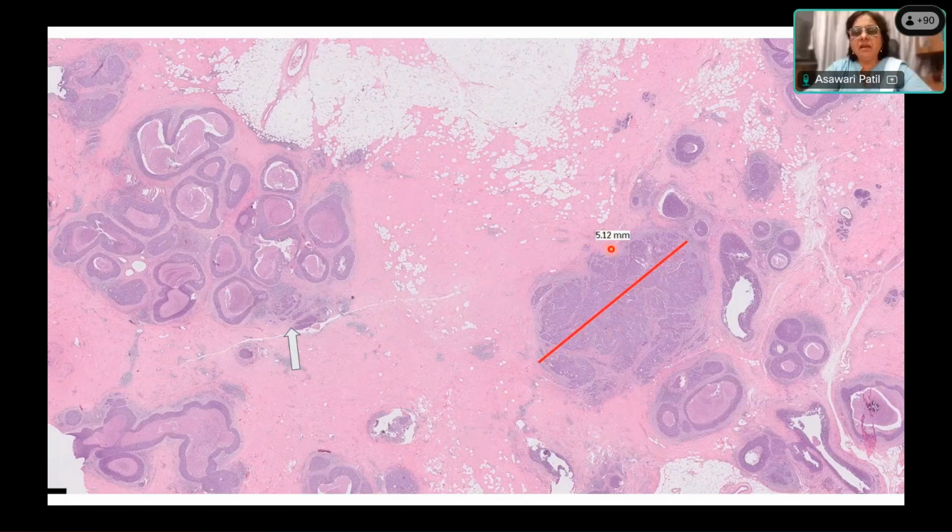Any comment on that? Yes, come on, go ahead, Sarita. Invasive component. It is invasive component. And what do we say here? 5 millimeters. What is the length? 5 mm, 0.5 centimeters. 0.5, a little bit more than that, or 0.5.